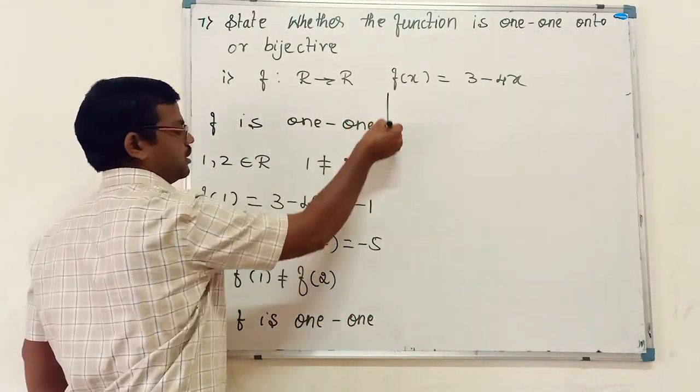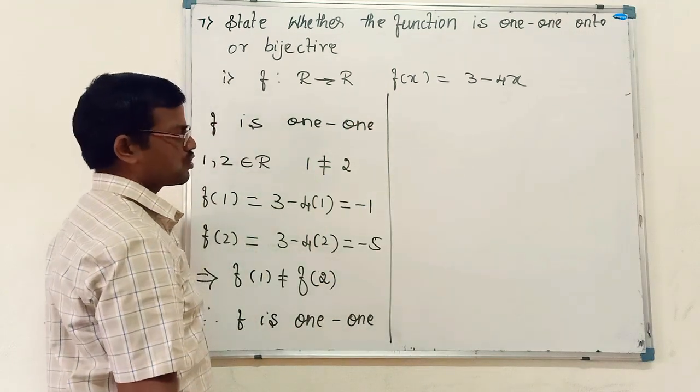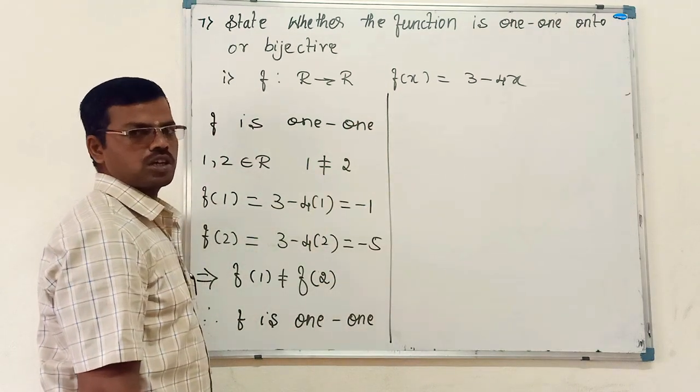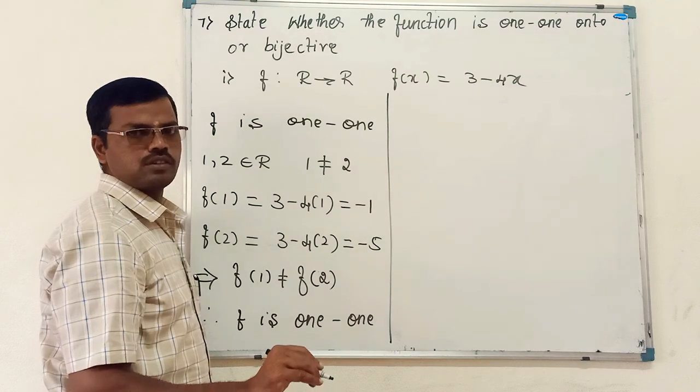So next we come to the onto function. To prove that the function is onto, first we have to convert x in terms of y.